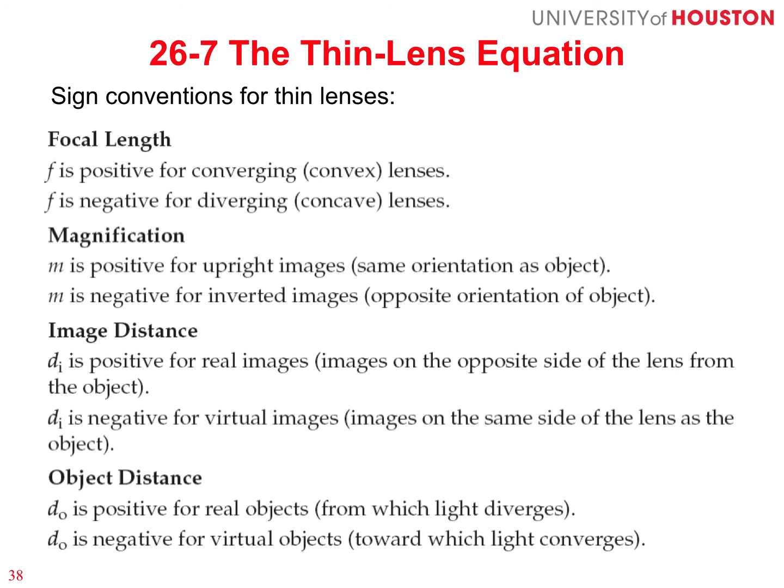The image distance will be negative for a virtual image, which is on the same side of the lens as the object, and in this case the refracted rays don't converge, but they can be projected back to a particular point. For the object distance, for the purpose of this chapter, this will be positive for all situations.